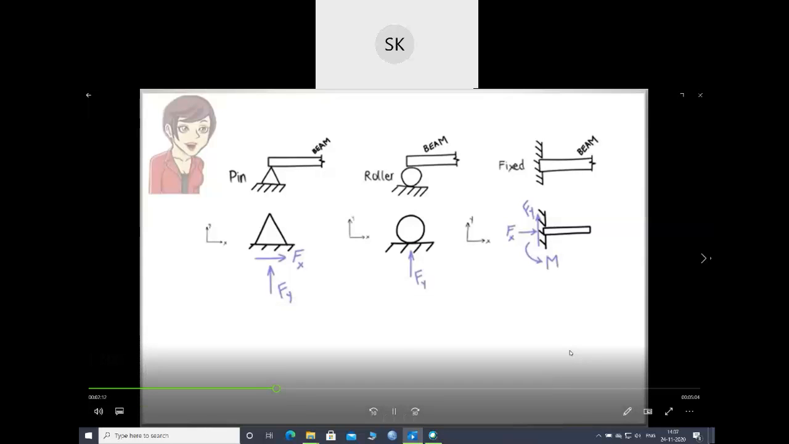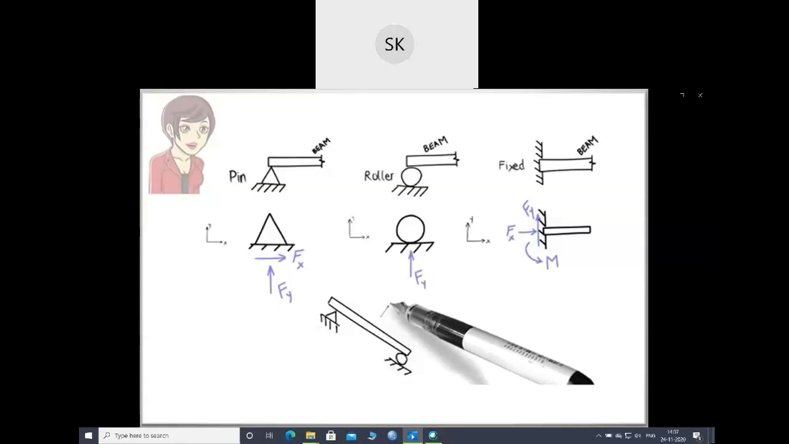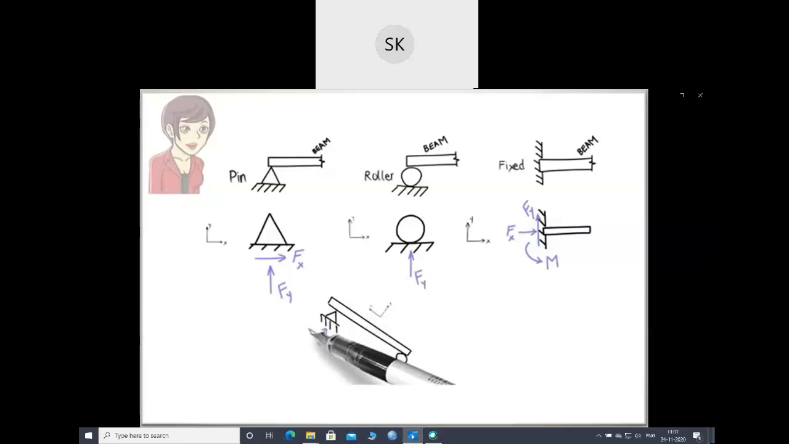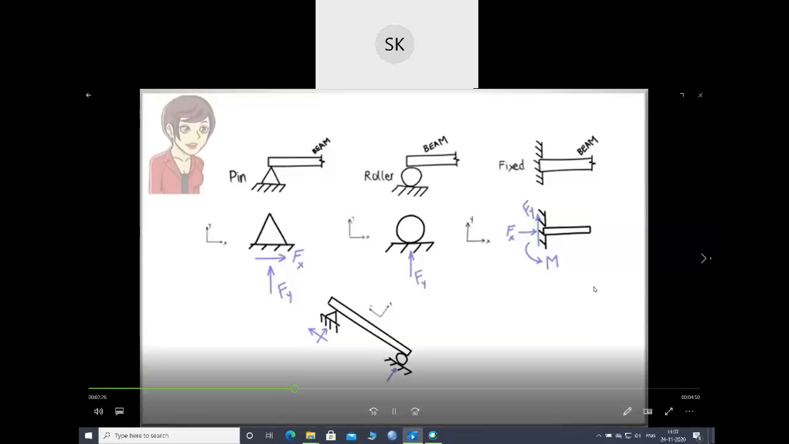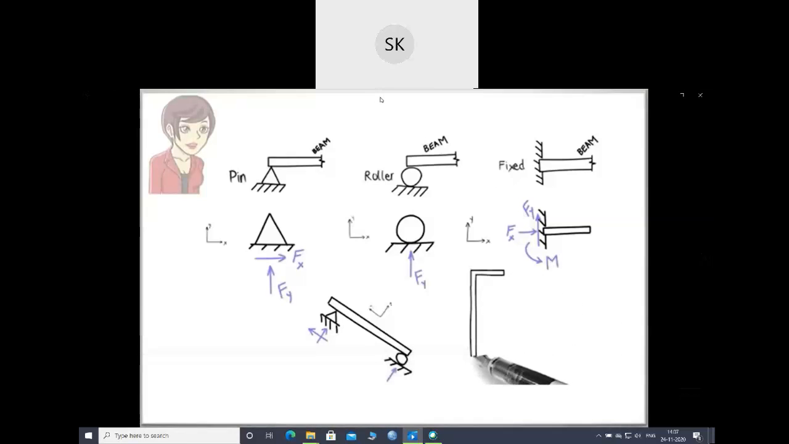To clarify, let's look at two examples. Suppose our beam has a pin support and a roller support. Here, there are three reaction forces, two forces associated with the pin support, and one force associated with the roller support. In this example, the beam is fixed at one end, but free at the other end. Therefore, there are three reactions involved here, a force in the X direction, a force in the Y direction, and a bending moment.